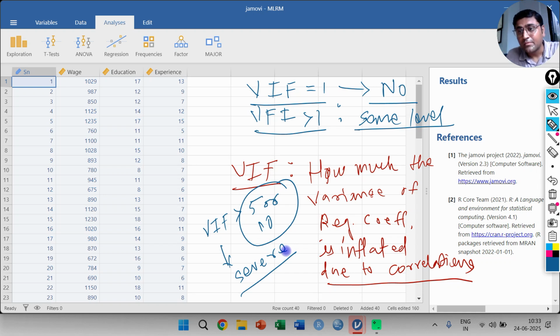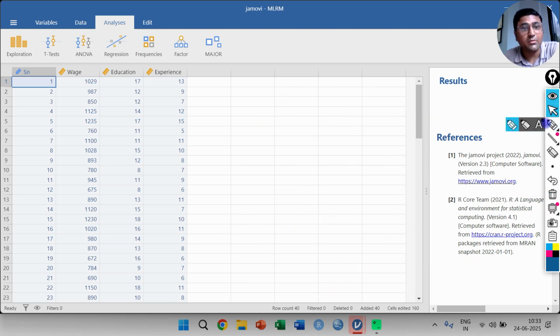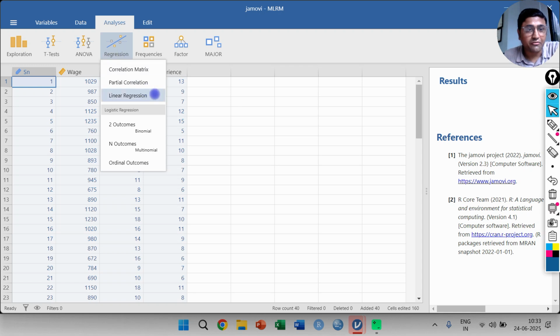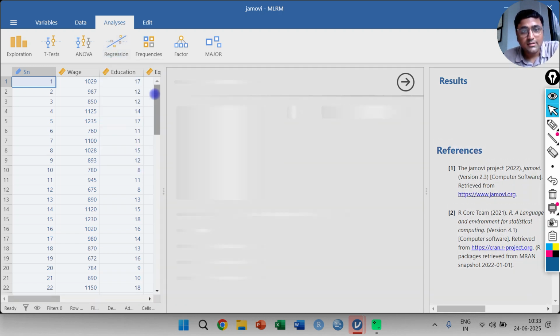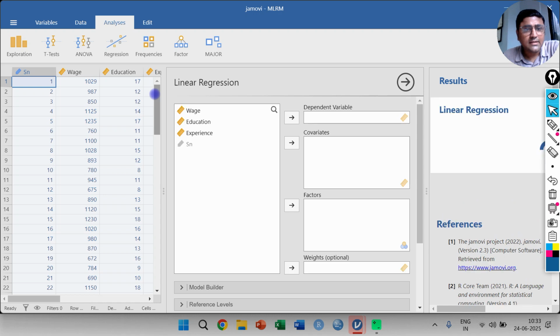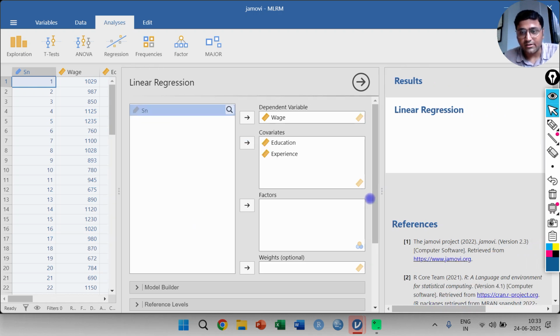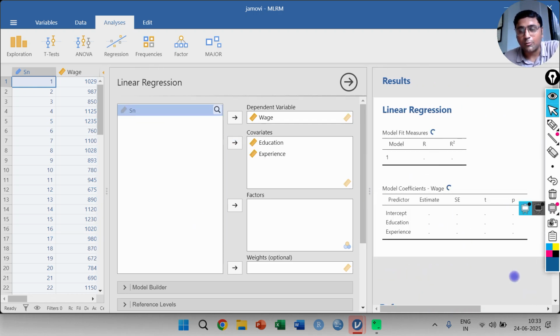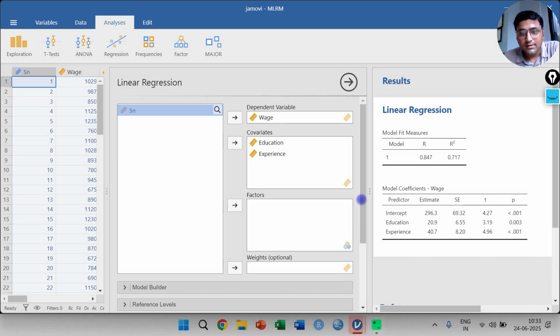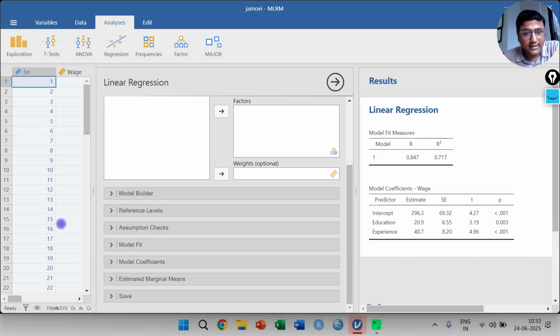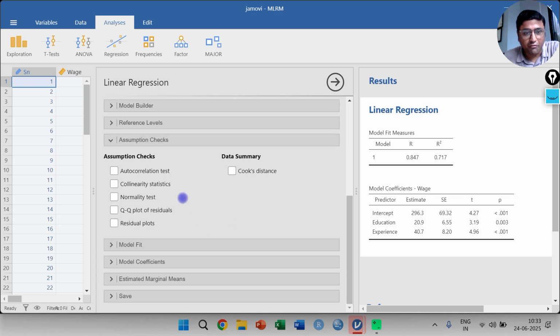Now let's see how to check whether we have the multicollinearity problem. So go to regressions. In regressions we have the option of linear regression. Now we have three variables. So wage rate is my dependent variable and education and experience are independent variables. Here you can see the regression output. Now in assumption checks we have the option of collinearity statistics.